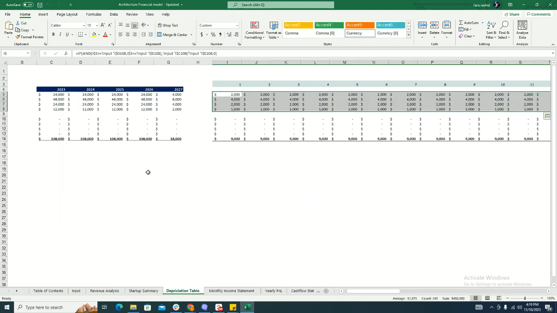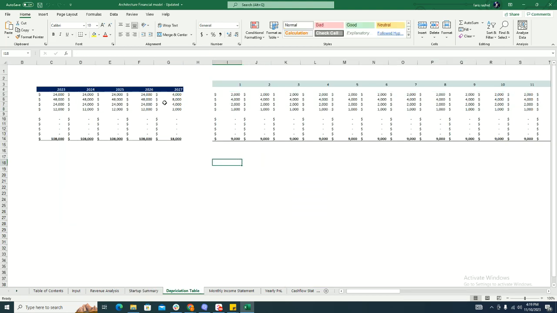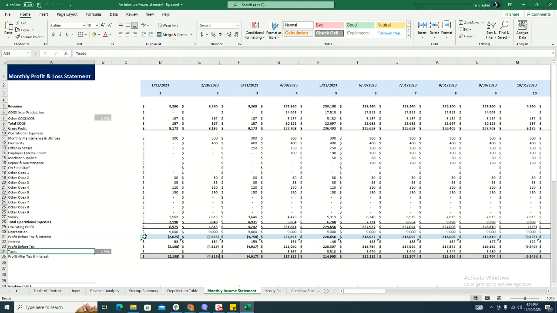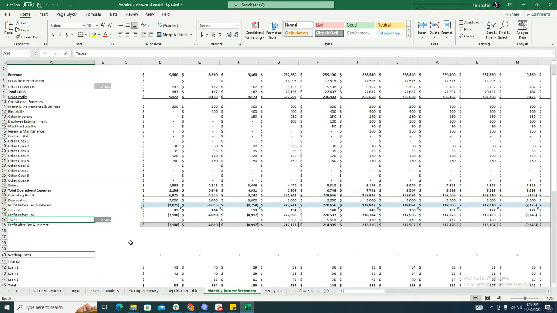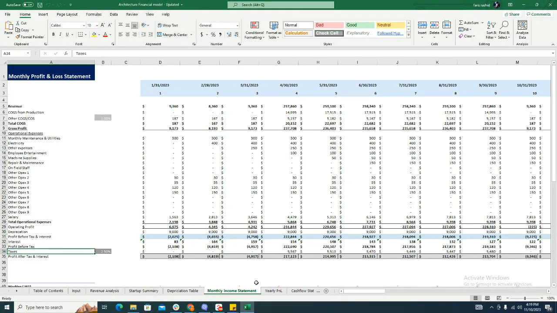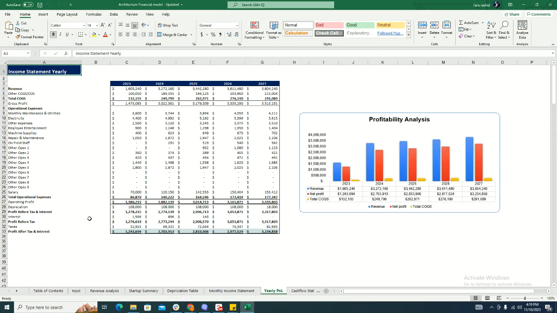Then comes the depreciation table. As you can see over here, the depreciation table tells you about the depreciation of the non-current assets of the business in the next 5 years on a monthly basis and yearly basis. Then comes the monthly income statement. This tells you about the profit that the business is earning at the end of each month. The yearly profit and loss statement or income statement basically gives you the profit of the business at the end of each year, and it is also showing it in graphical context.